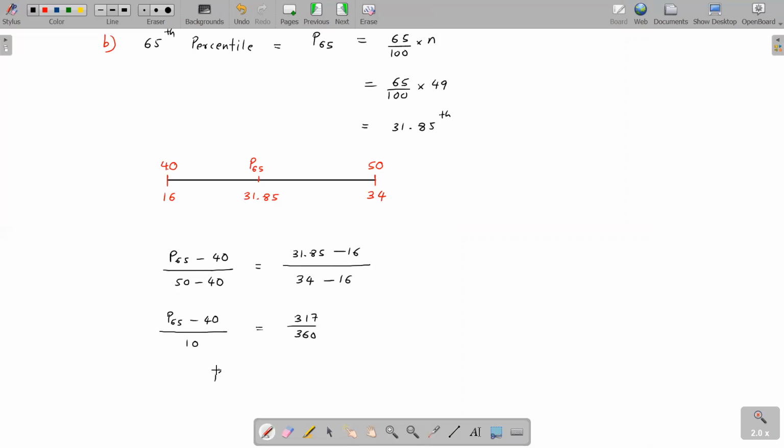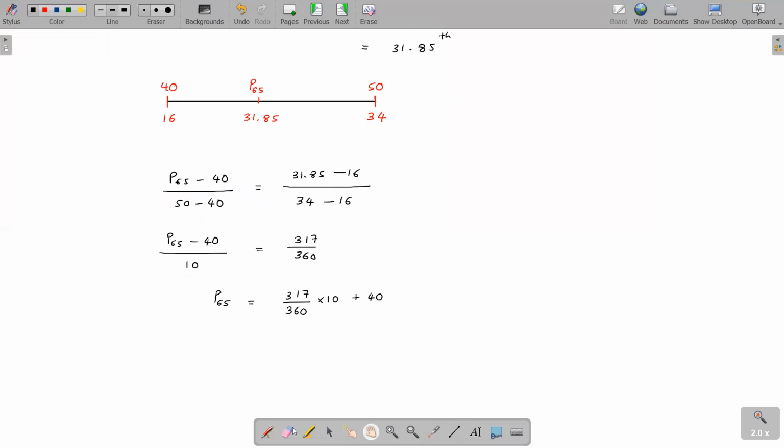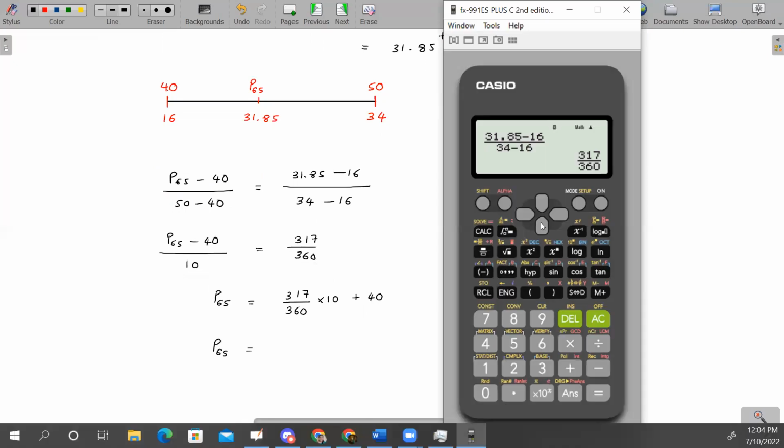And then let's make P65, the 65th percentile, the subject. 317 over 360, multiply by 10 and you add 40. So I get here 317 over 360 into 10, you add 40. What do we get? 48.805, right? So correct it to 3SF, 48.8.